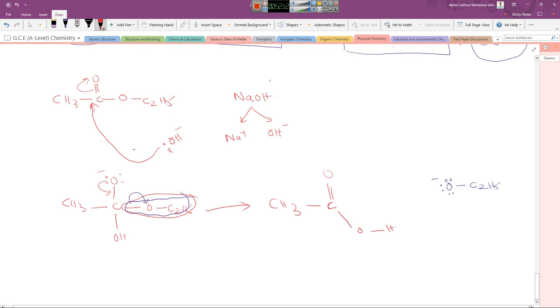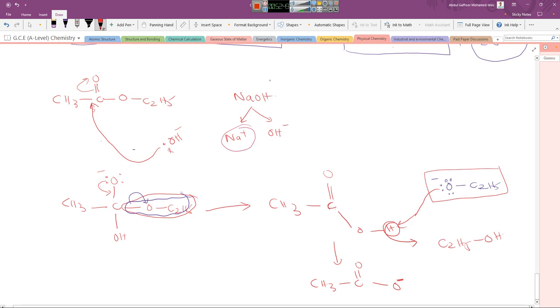So again you see this is a carboxylic acid, so this hydrogen can be removed if this negative charged oxygen attacks this hydrogen. Now it will become CH3 C double bond O minus, and this hydrogen has now combined with this negative charge species, so it will become C2H5OH. Again in the solution we have Na plus.